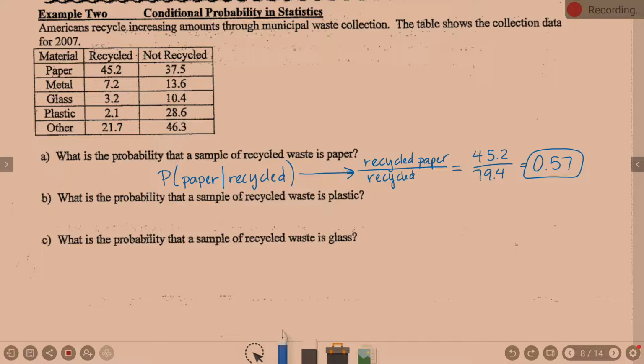Oh, fantastic. What is the probability that a sample of recycled waste is plastic? So what am I doing here? Same thing as plastic. Okay. Probability of the item being plastic given it was a recycled item. So on top is going to be my recycled plastic over everything that was recycled.